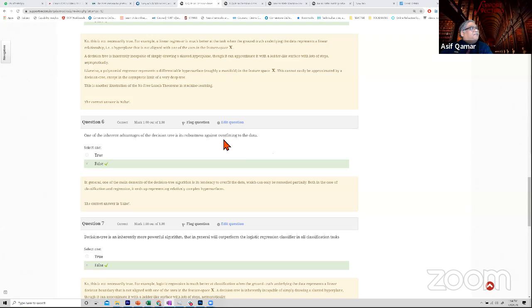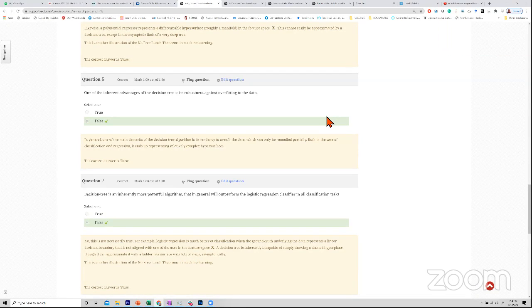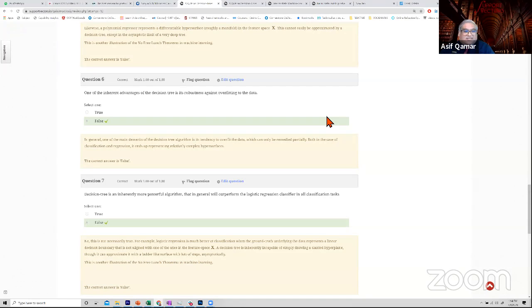Okay. So the next question is literally that. The question was, one of the inherent advantages of the decision tree is its robustness against overfitting to the data. Right? In fact, it is one of the demerits of a decision tree. When decision tree came out, it overfit. People realized that it could fit nonlinear data, like nonlinear surfaces or decision boundaries, lines for regression, surfaces for regression, but it overfit.